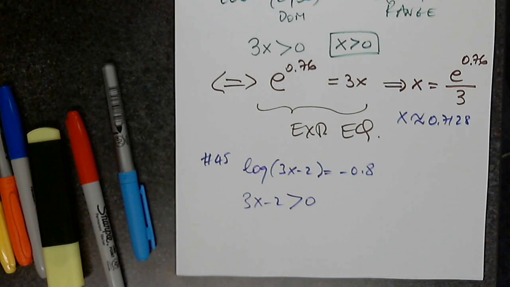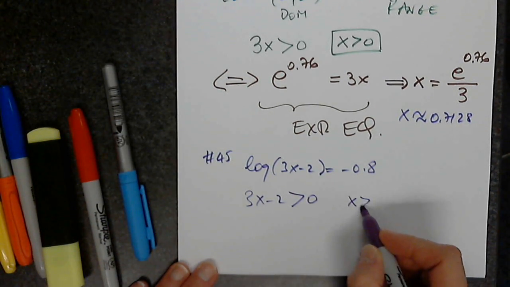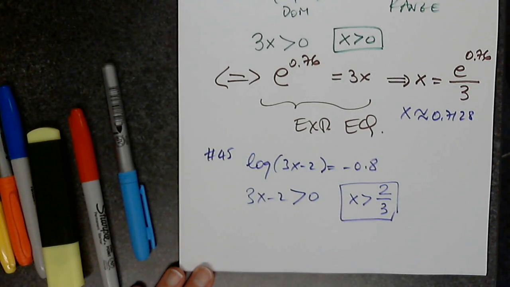The quantity that log is applied to, which in this case is 3x minus 2, has to be greater than 0. I add 2, divide by 3. If the solution is not greater than 2/3, I will say no solutions. Good. What is the next step? Make an exponential.